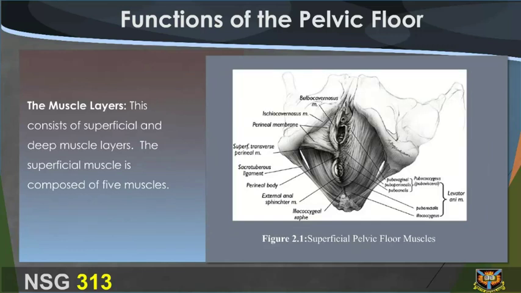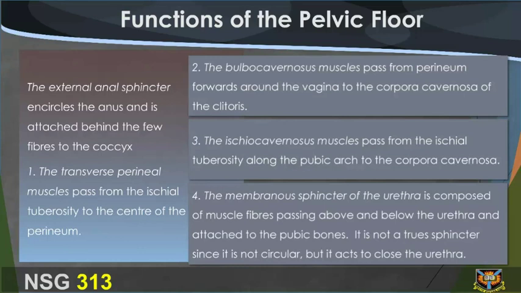The muscle layers. This consists of superficial and deep muscle layers. The superficial muscle is composed of 5 muscles. The external anal sphincter encircles the anus and is attached behind by a few fibers to the coccyx. 1. The transverse perineal muscle passes from the ischial tuberosity to the center of the perineum.